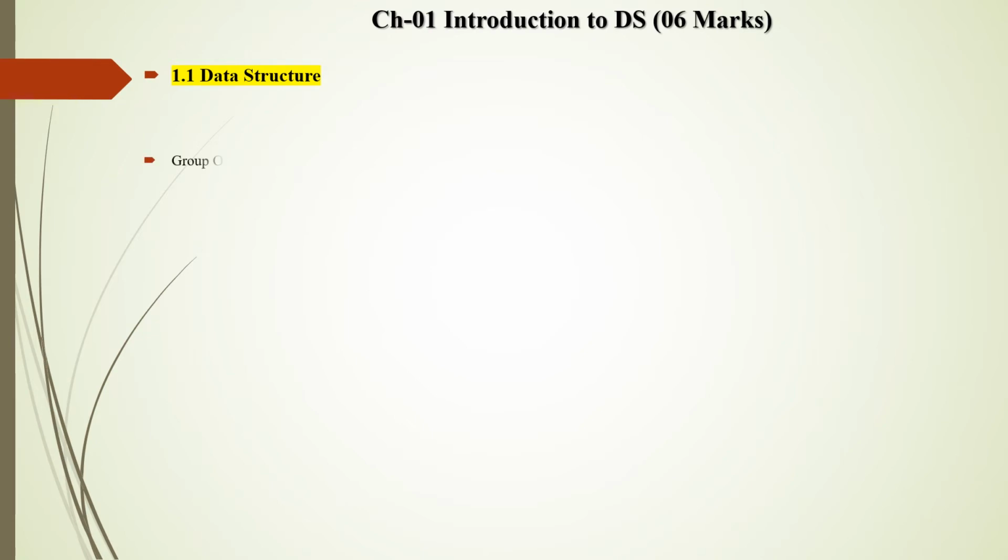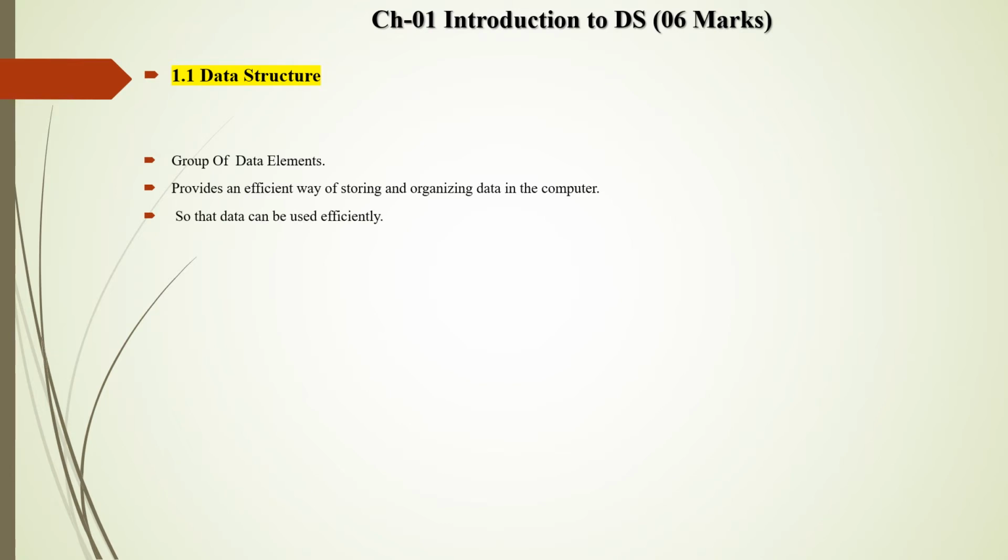Next, data structure: first, it is a group of data elements, meaning data structure contains different types of data elements. Then it provides an efficient way of storing and organizing data in computer, so the data can be used efficiently. A simple example: if I arrange the data in random manner, it is not easy to use, but if the data is arranged in proper way, the data can be used in an effective manner.